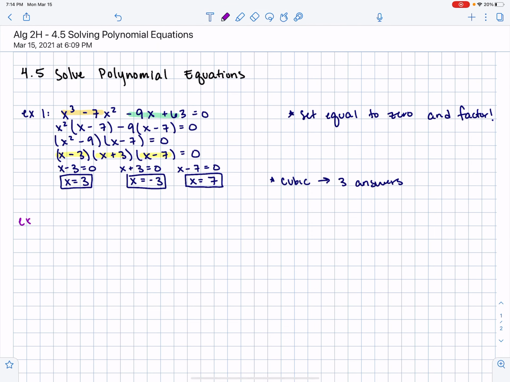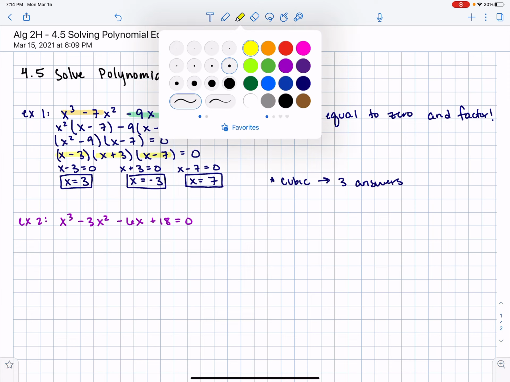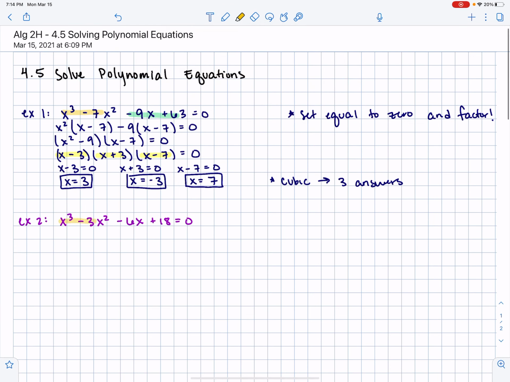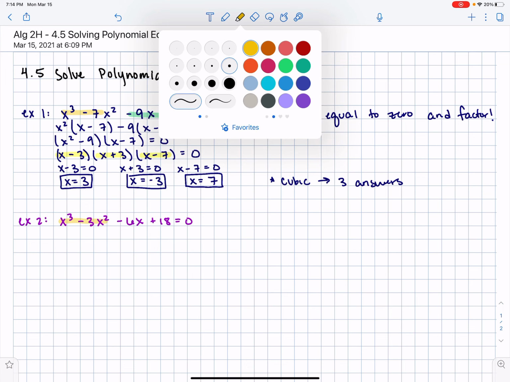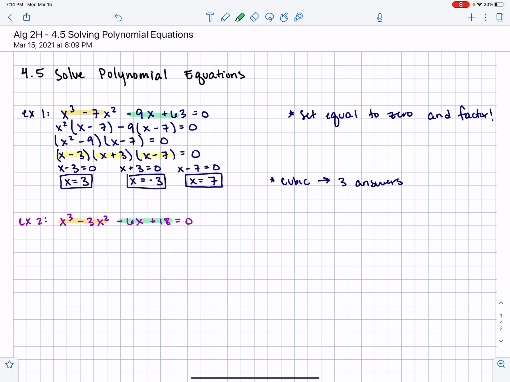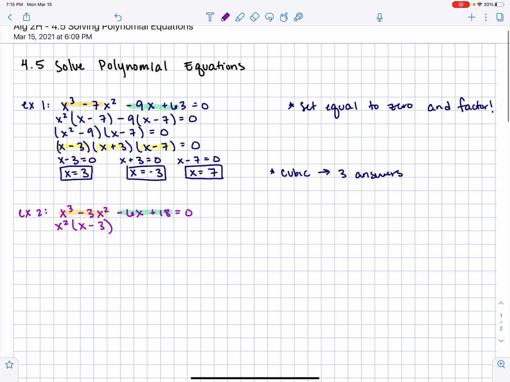Again with factoring, so example 2, we're going to try x cubed minus 3x squared minus 6x plus 18 equals 0. And again, you have these two groups. You have x cubed minus 3x squared and negative 6x plus 18. It's a 4-term polynomial, so we are going to factor this by grouping: x squared times x minus 3, pull out a negative 6, and again, x minus 3 equals 0.